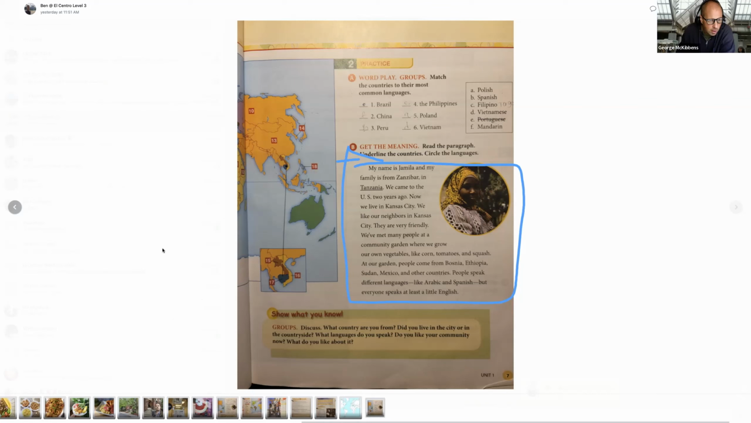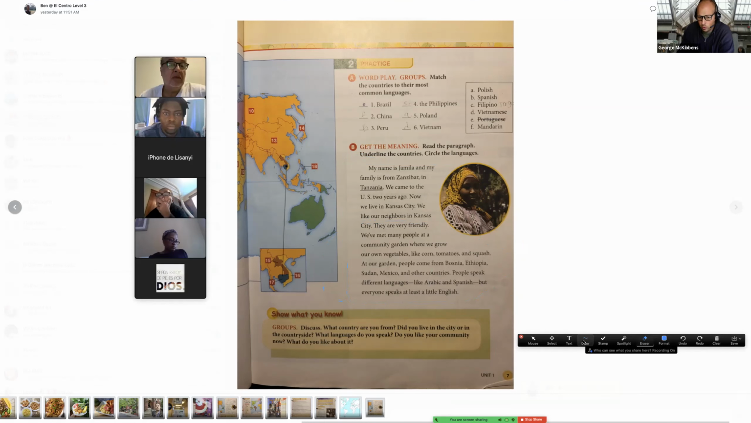So let's see. It looks like most people did read it. This is a story of Jamila. She's from Tanzania, East Africa, and she moved to America. And she talked about places she's been, food she has eaten. So we don't need to read the whole passage, but we will read the question.